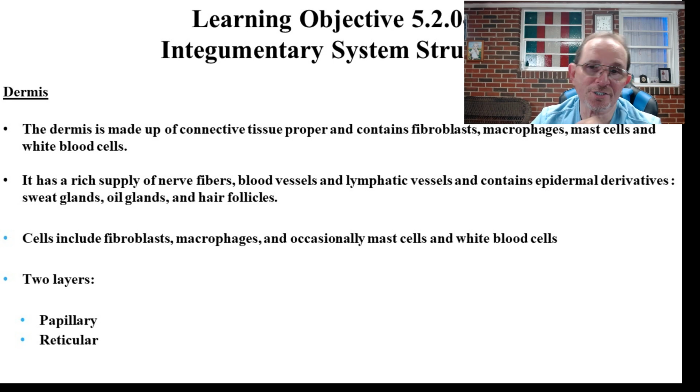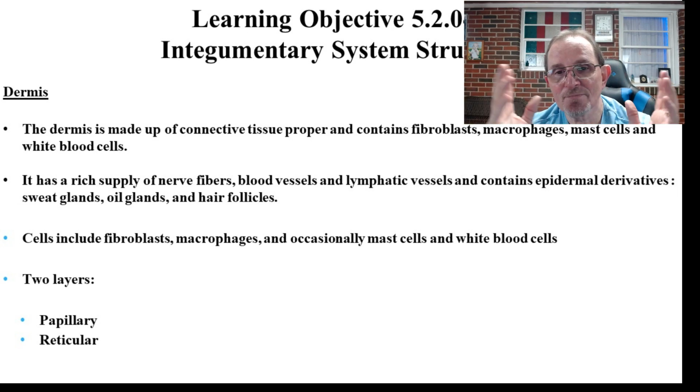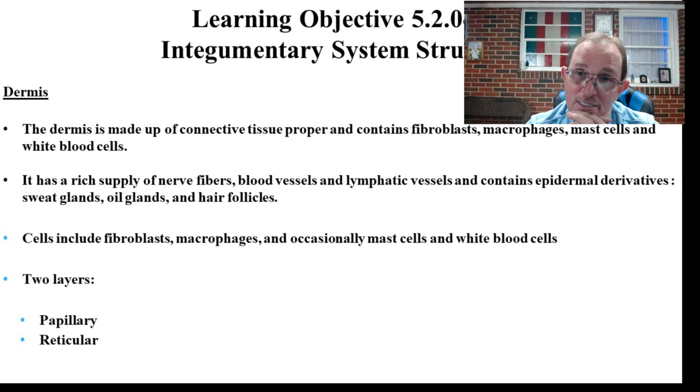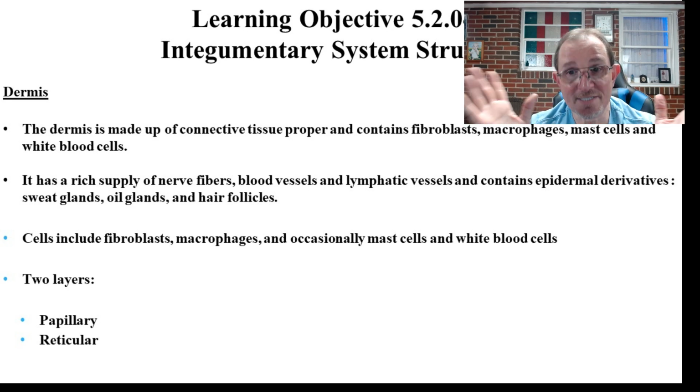Dermis, connective tissue, which we've already talked about in the tissue chapter. Fibroblast, they make the fibers. The macrophages, they're there for bad guys. The mast cells are the guys that start the inflammatory process with histamine and some other chemicals. Some white blood cells, but again, don't really hang out there unless there's a problem.